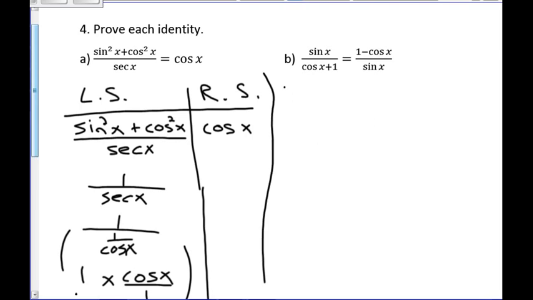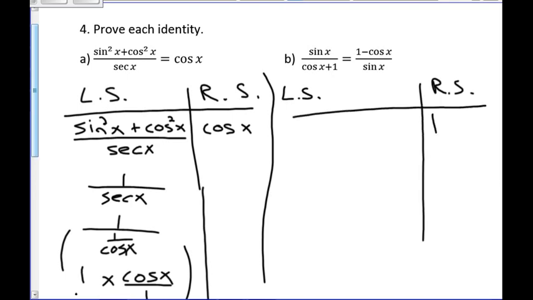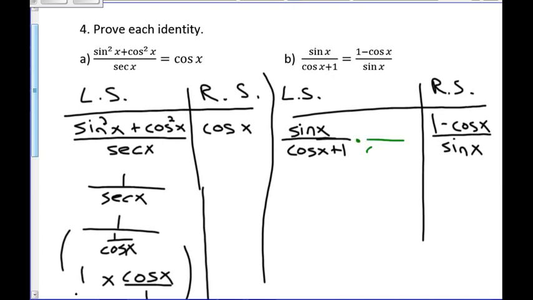All right, the next one. There are a whole bunch of ways, typically, for us to show a proof. You might decide to work with the right-hand side. I'm going to choose the left-hand side. I can see that I've got a binomial in the bottom on the left side, and I would really like just a single term. The way that we accomplish that is by multiplying by the conjugate. So we'll get cos x minus 1, and we'll have to multiply the top and bottom by that.